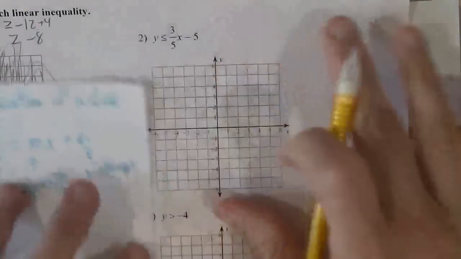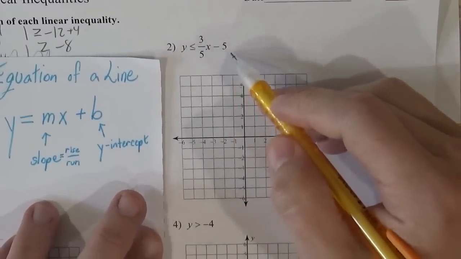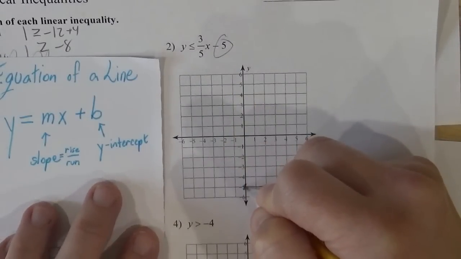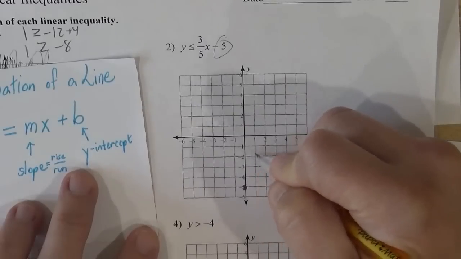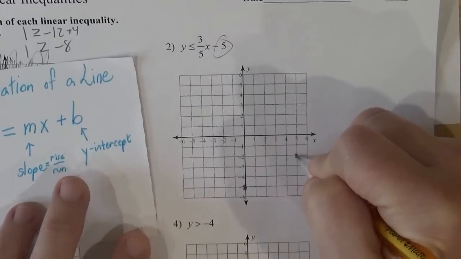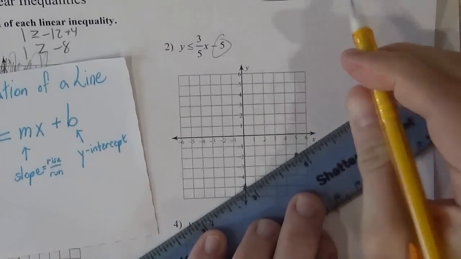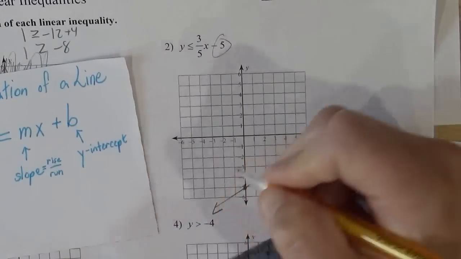Let's do it again. So here, again, we ignore the inequality for a second, and we just graph the line. We have a y-intercept of negative 5. So we'll start there, slope of 3/5, so up 1, 2, 3 over 1, 2, 3, 4, 5. Since it's a less than or equal to sign, I can be equal to this line. So I will make it a nice and solid line.